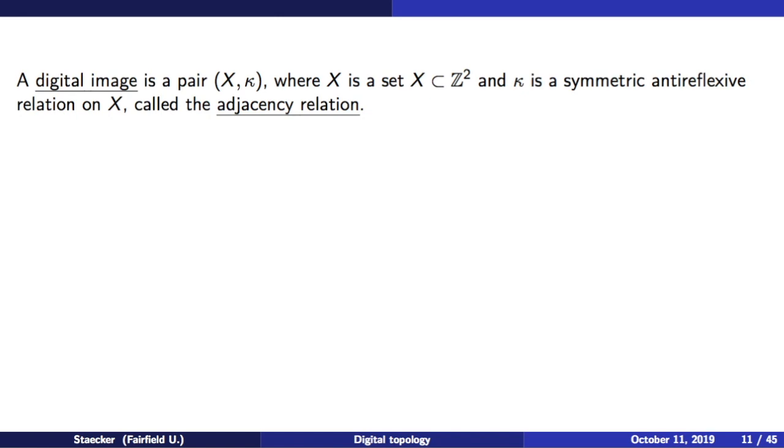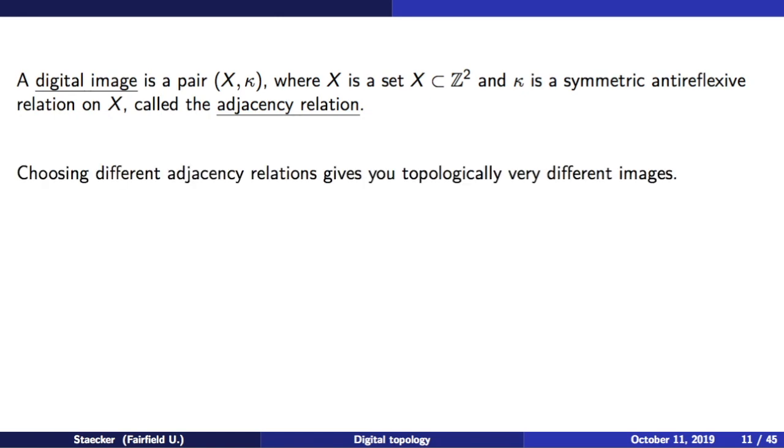Formally, here's the definition: a digital image is a pair (X, κ). X is a set in Z². Now, usually we consider only a finite set, but some people have written some things about infinite sets. And also this Z² really doesn't need to be Z². Z² is the most common setting, but you can do this in Z³ or higher, or Z¹ if you want something very simple. Kappa is a symmetric and anti-reflexive relation, and it's called the adjacency relation.